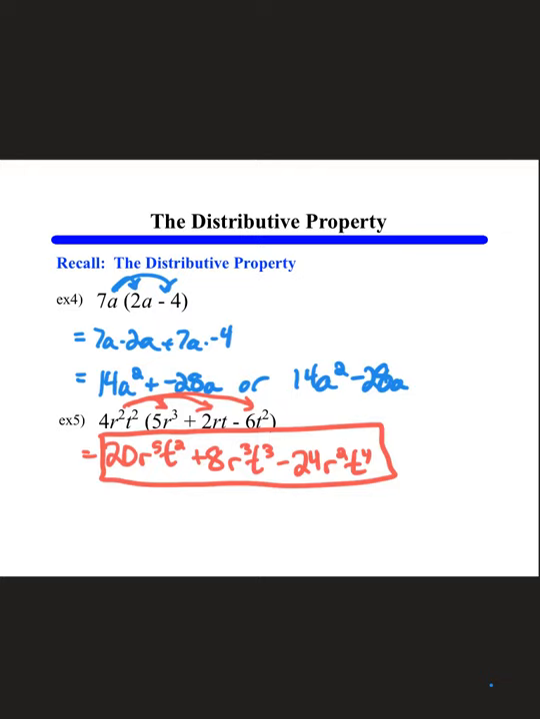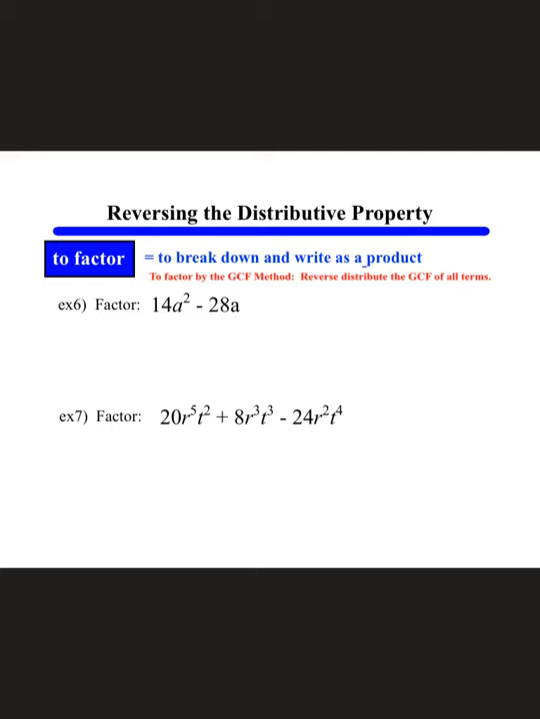Now we're going to see that when we factor by the GCF, we're actually going to do the opposite. As I said at the beginning of the video, factoring is a process where we take the numbers or the expressions and we rewrite them as a multiplication problem. Another way of saying that is we break it down and we write it as a product. Specifically in this case, we're going to break it down into a GCF times the leftover factors by reverse distributing.